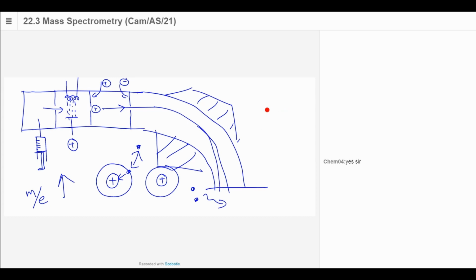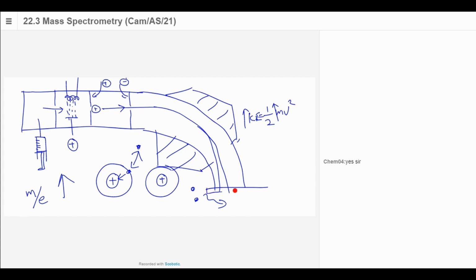Because the deflection is based on the mass to charge ratio, and we know kinetic energy equals half mv squared. If the mass is greater, the kinetic energy will be greater, right? So a particle traveling at a higher kinetic energy, the magnet will not be able to pull that particle much because it's already traveling at a high energy, right? So such a particle will deflect to a lesser degree. So that's the deflector.